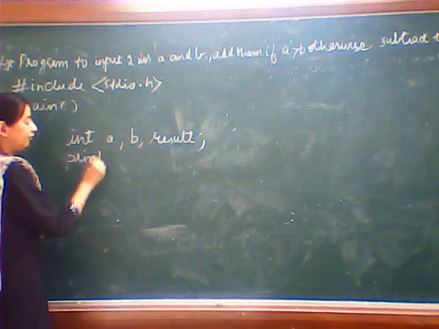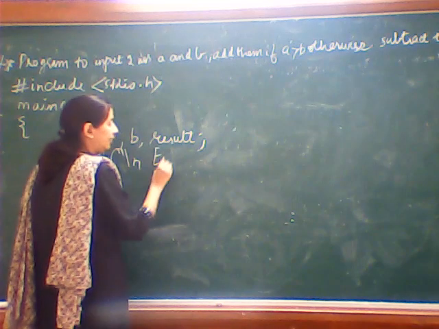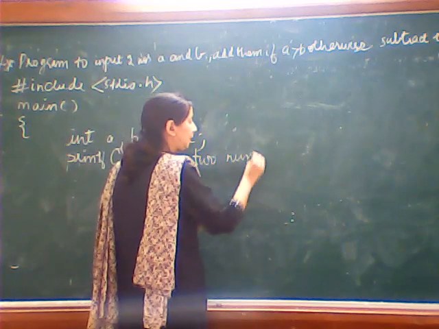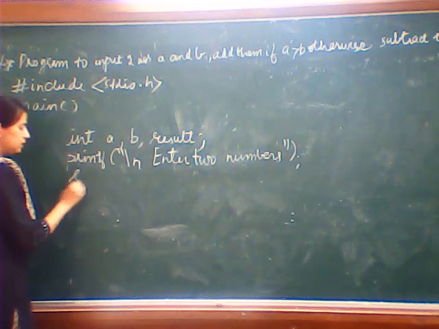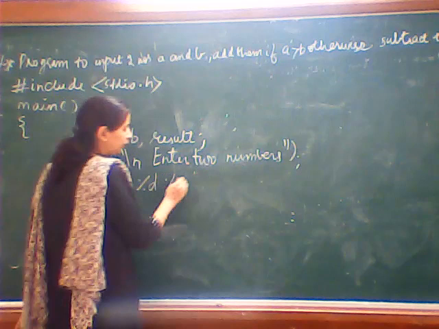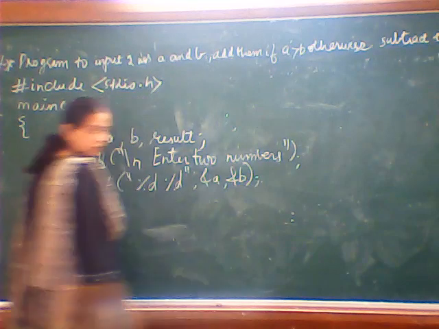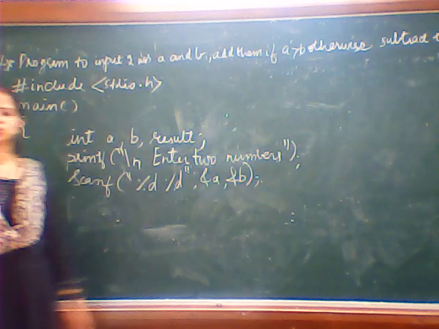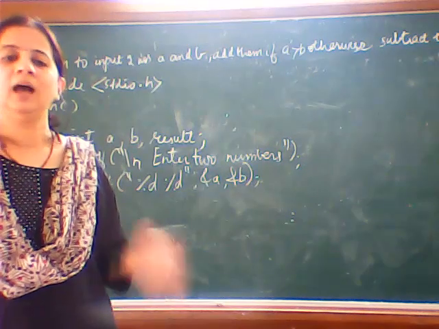So I say printf and I ask the user to input two numbers. You say enter two numbers. Now these two numbers we are going to read using scanf and we are going to store them in two variables A and B. Okay. Now what we are going to do? We are going to compare whether A is greater than B, because if the first number is greater than second, then we have to add them, otherwise we have to subtract.